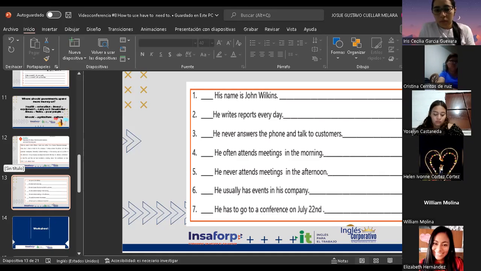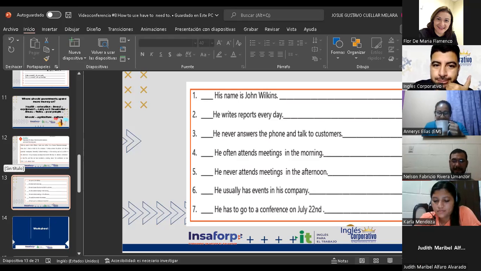Y vamos a comenzar con Jocelyn, que se ve como que va a una fiesta después. Creo que tiene un after. Bueno, Jocelyn, celebra por nosotros.